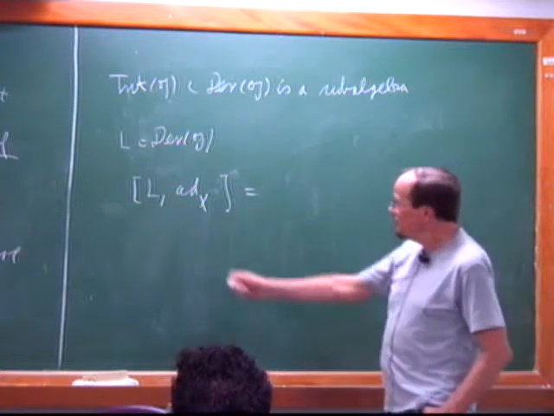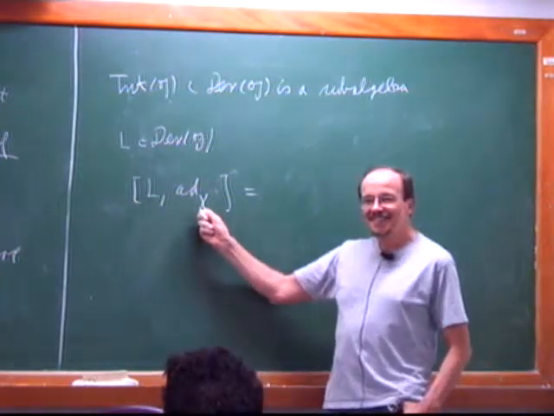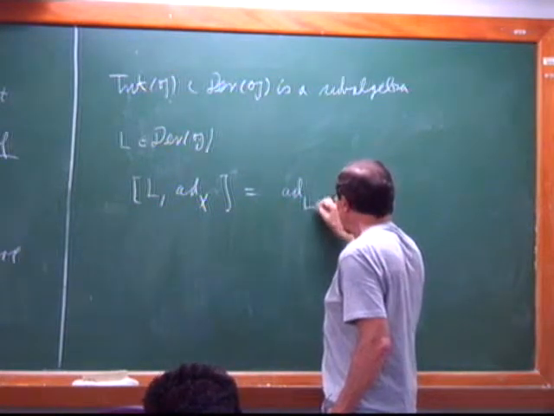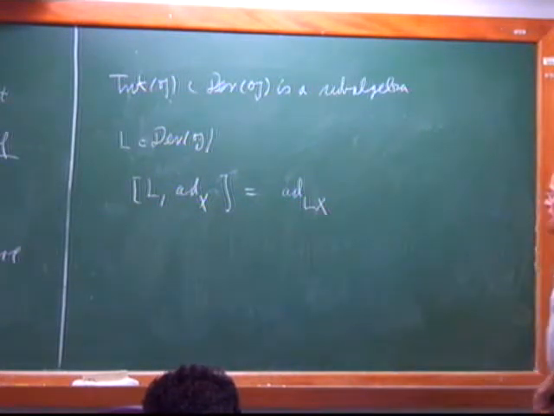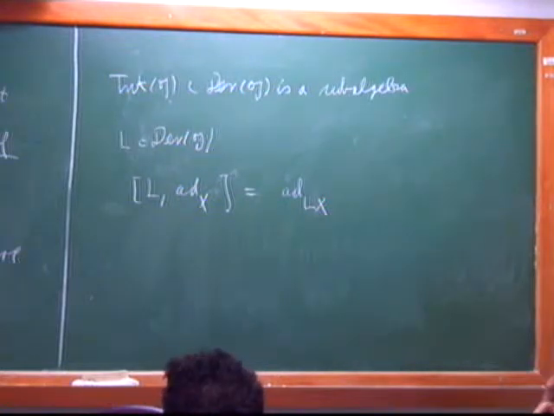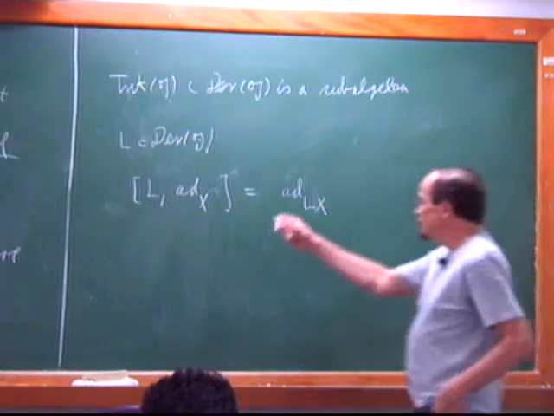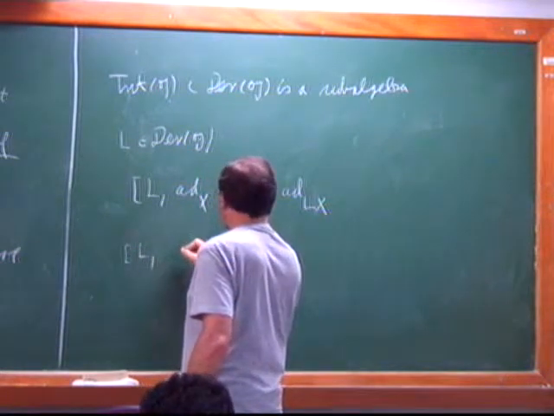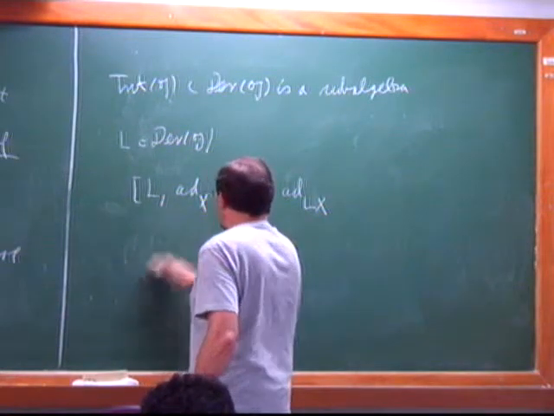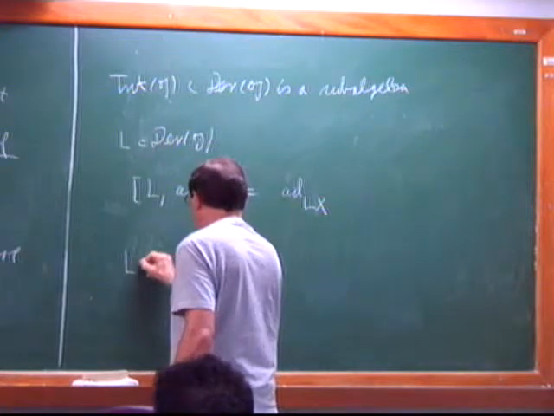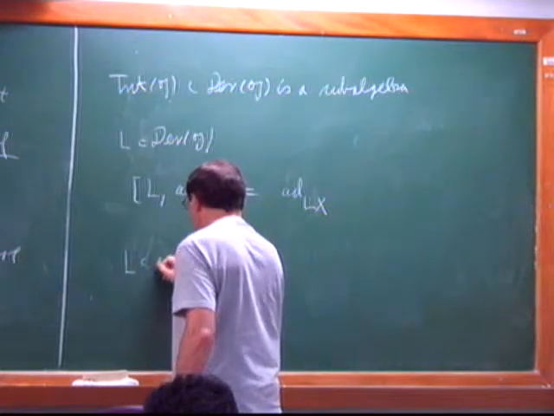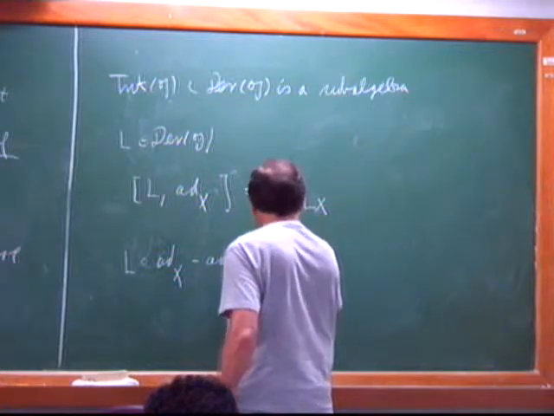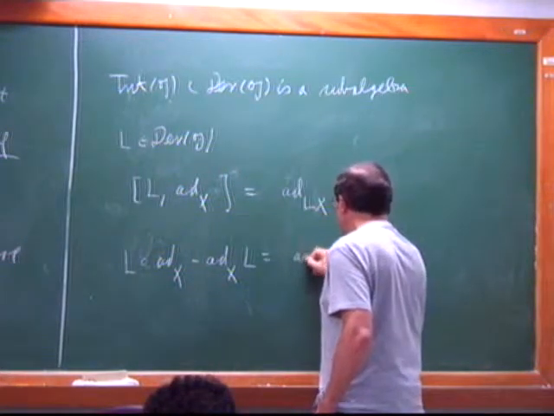Well, what can I do? I can just put the L down here. I claim it's ad Lx. I just crank it out, apply to Ly. This is L, well, so this is a commutator, so I have to show L composed with ad x minus ad x composed with L is ad Lx.